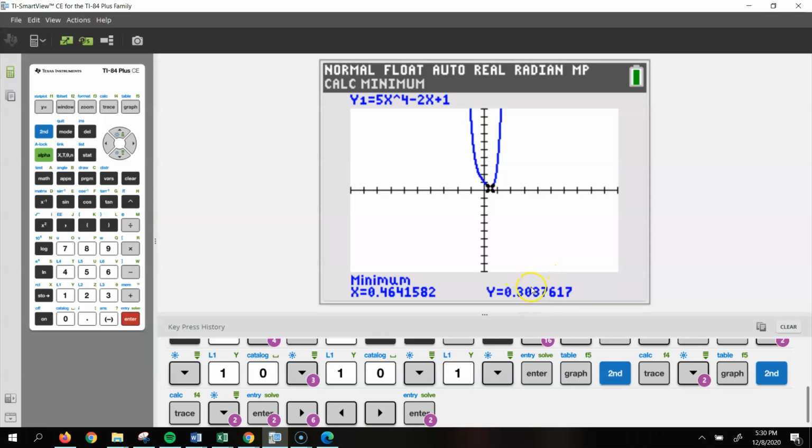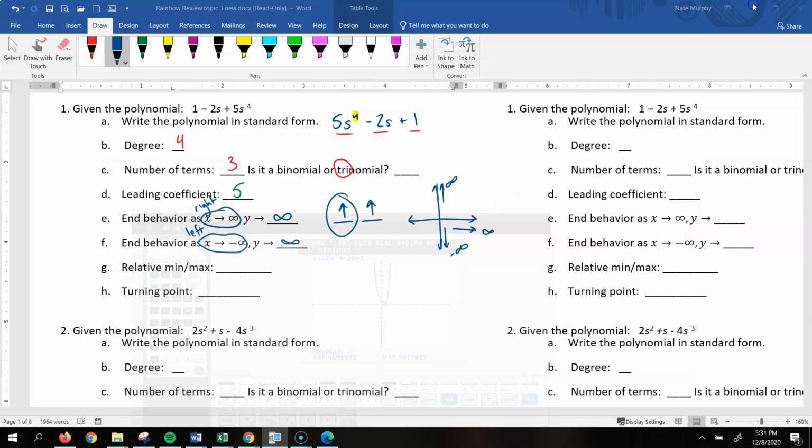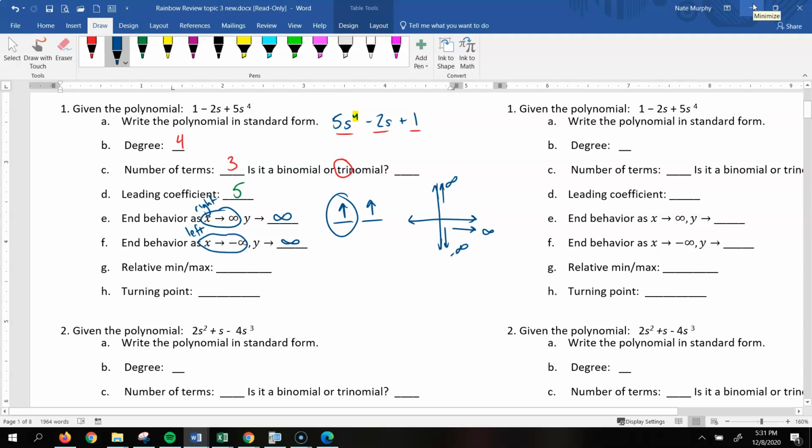If we want to round that to the nearest thousandths place, we would round that to a 4. Or if we're going to round it to the nearest tenth place, it would just be 0.3. It doesn't say what to round to, so let's go ahead and round to the nearest thousandths place, so we can be a little bit more accurate. And so going back to our review here, the y value always represents the relative minimum or maximum. So when they talk about that, they're talking about the y value. So that would be 0.304.